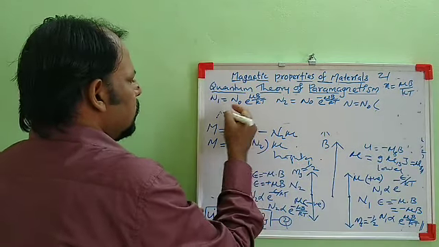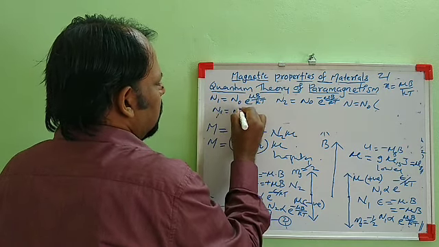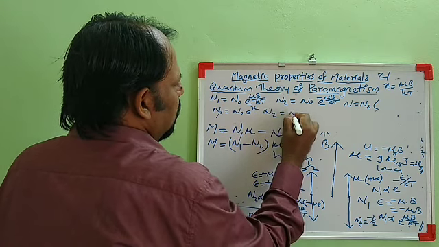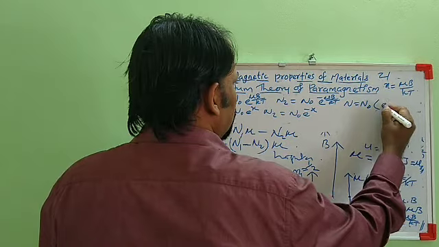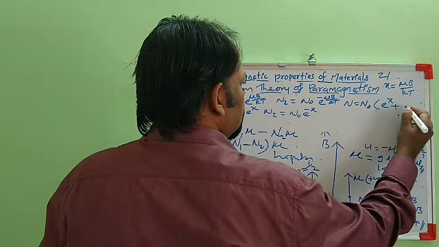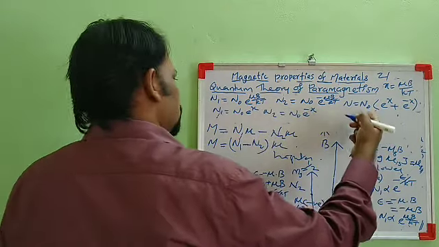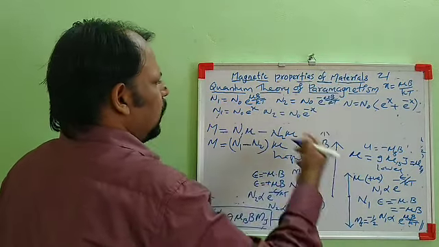So N1 equals N0 e raised to X, and N2 is N0 e raised to minus X. The total number of atoms N is N1 plus N2, so N will be N0 times e raised to X plus e raised to minus X. N0 is an unknown quantity, so we can take the fractional population of the upper state and lower state.